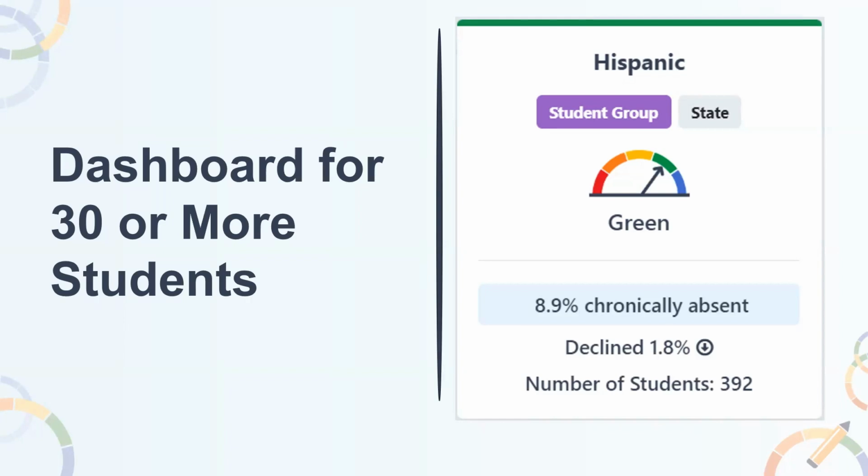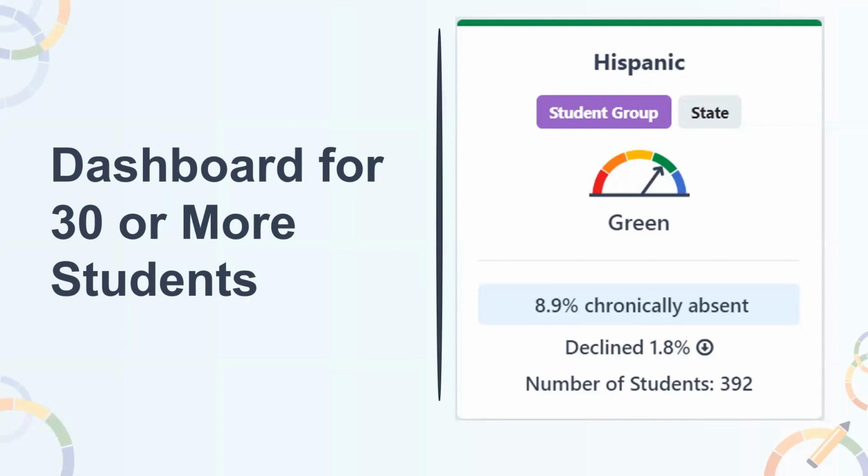If the N size is 30 or more students in the denominator, then the performance level or color is reported on the dashboard, along with the status and change from the prior year. There is an option to select the student group or compare it to the state student group results.